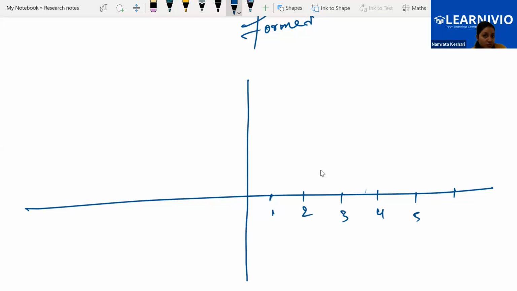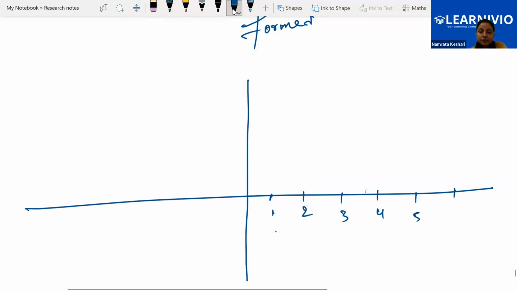Now your question is why? Because the distance between 1 and 2, 2 and 3, 3 and 4, 4 and 5, and 5 and 6, these are all not the same. One is smaller, one is bigger, so that's why the figure also will not be accurate. Getting my point? Yes, ma'am.